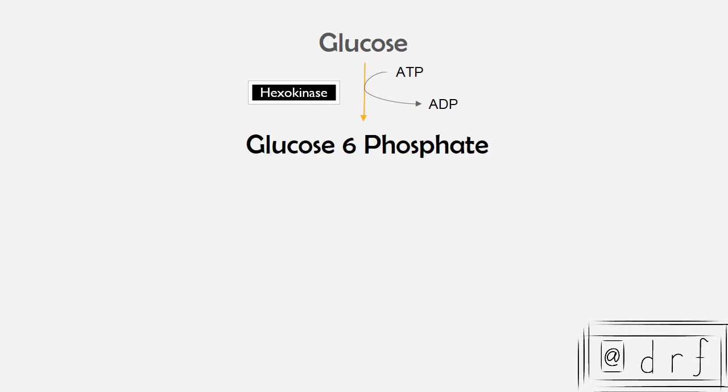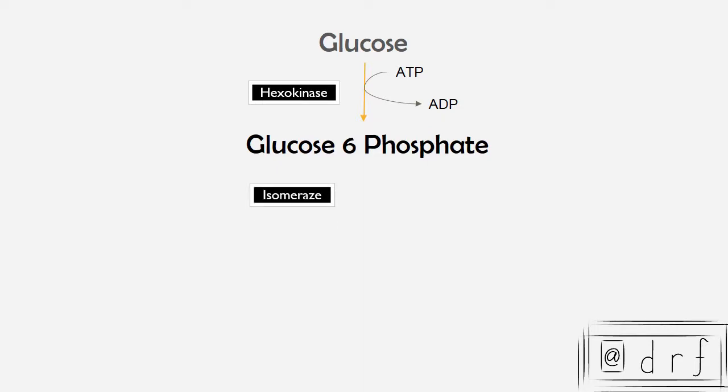Moving now to glycolysis. The substrate of glycolysis is glucose. We have an enzyme hexokinase and it has kinase activity. So it converts an ATP into an ADP, transferring its phosphate group to the glucose molecule, and glucose is converted into glucose 6-phosphate. The 6 is because the phosphate group is attached to the 6th carbon of glucose. Hence it is known as glucose 6-phosphate.